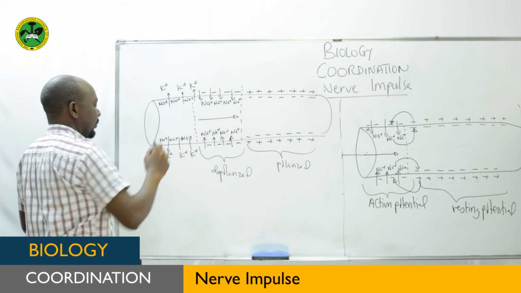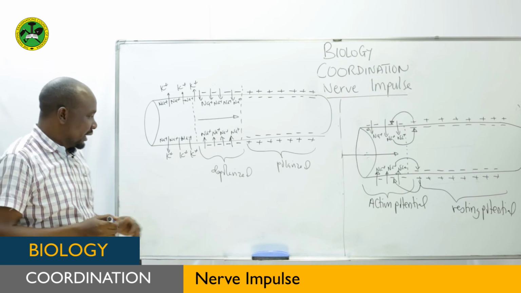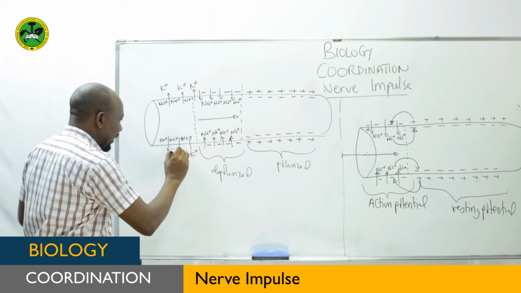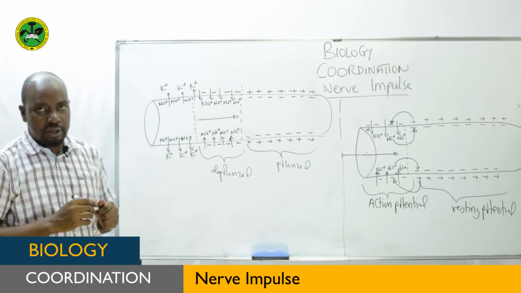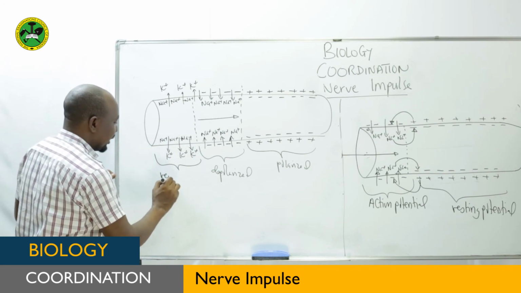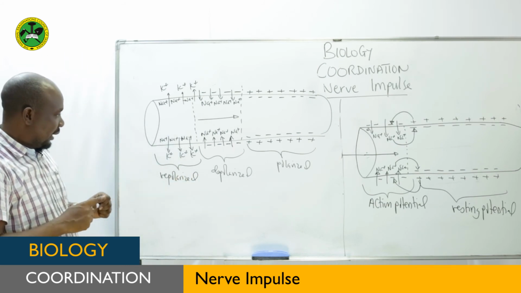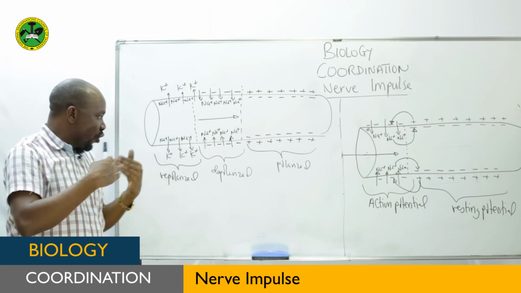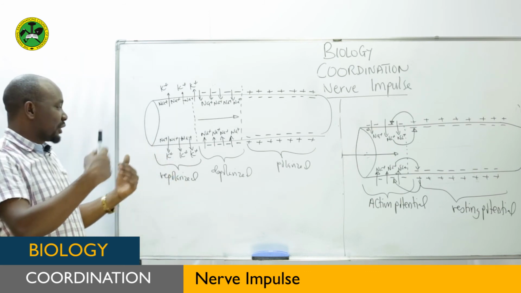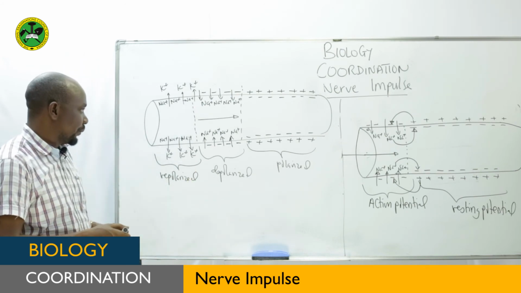So now the axon membrane is positively charged outside due to the outflux of the potassium ions. And this membrane is described as a repolarized membrane. It is when the axon membrane starts to restore its polarity, or restoration of its origin.